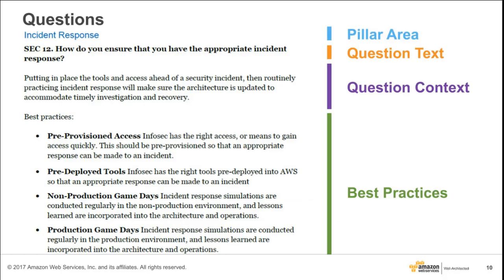Let's look at an example here. Each pillar has a set of questions with help text to provide context. Also included are best practice answers that we have seen customers be successful with. Keep in mind, it's not right or wrong, yes or no. Maybe your answer for the question will be valid given your context. You still have to apply your own architectural judgment to any given situation or question.